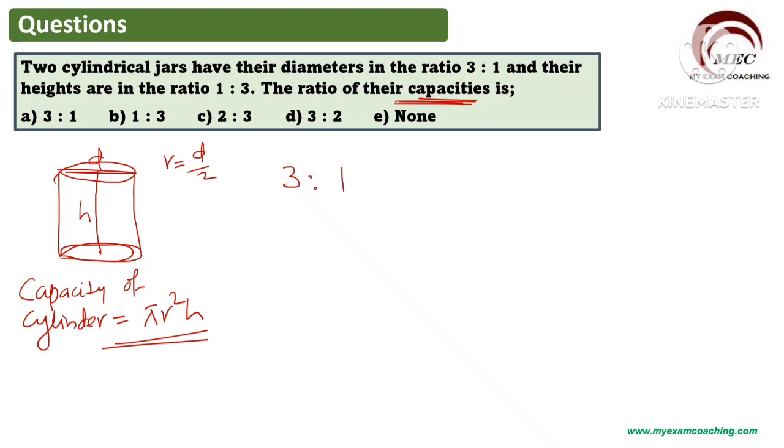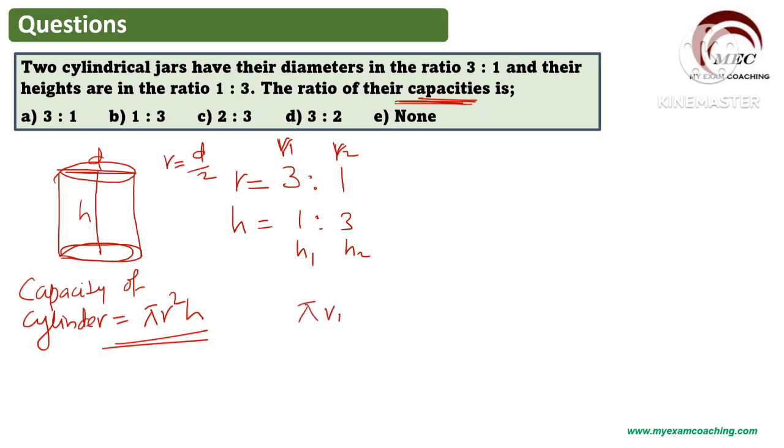Diameter 3:1 means their radius also will be in the ratio 3:1, and their heights are in the ratio 1:3. So what is the ratio of their capacities? Here R1 is 3 and R2 is 1. Here H1 is 1, H2 is 3. So what is the ratio of their capacity?